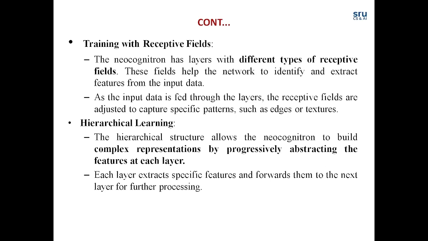Hierarchical learning. Here, hierarchical structures allow the Neocognitron to build complex representations by progressively abstracting the features at each layer. Each layer extracts specific features and forwards them to the next layers for further processing.